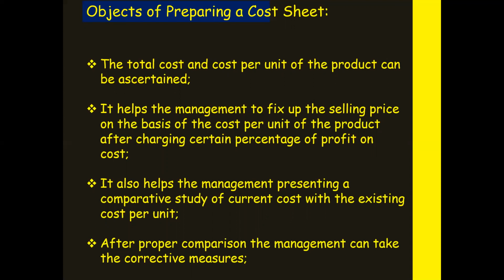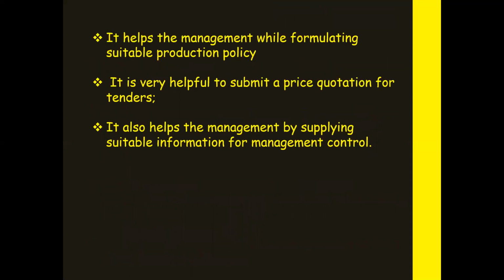It helps the management while formulating suitable production policy. It is very helpful to submit a price quotation for tenders, and it also helps the management by supplying suitable information for management control. So the objectives of the cost sheet are that they provide for comparison. The business can compare their cost sheet with the previous year's cost sheet. They can determine the selling price of a product by looking at the cost sheet, how much cost they have incurred, then they can add a slight percentage of profit on it, and then they can determine the selling price.